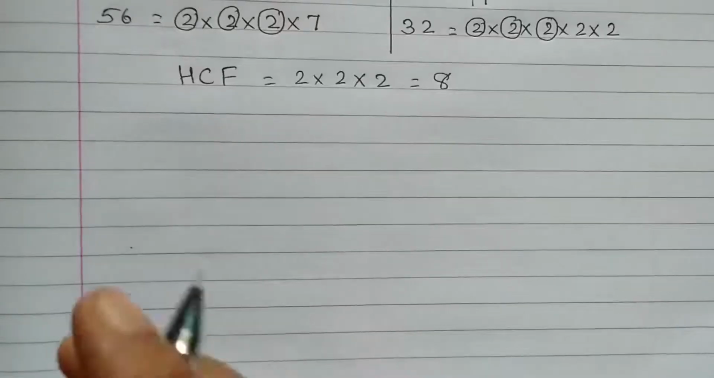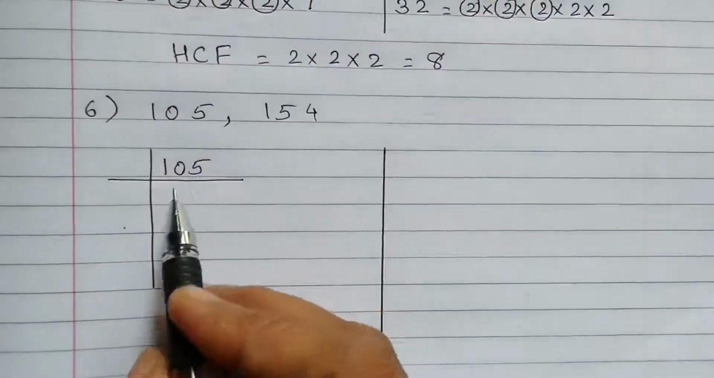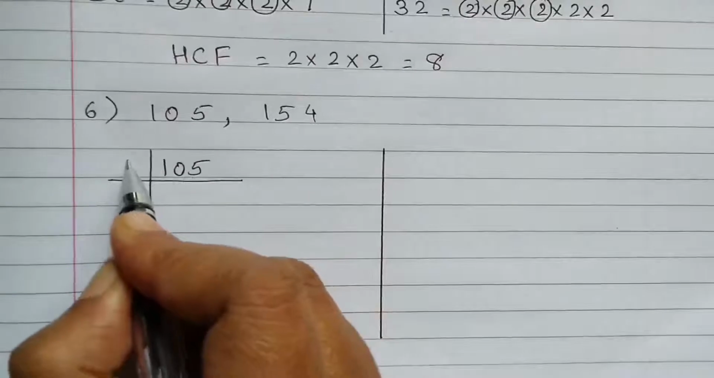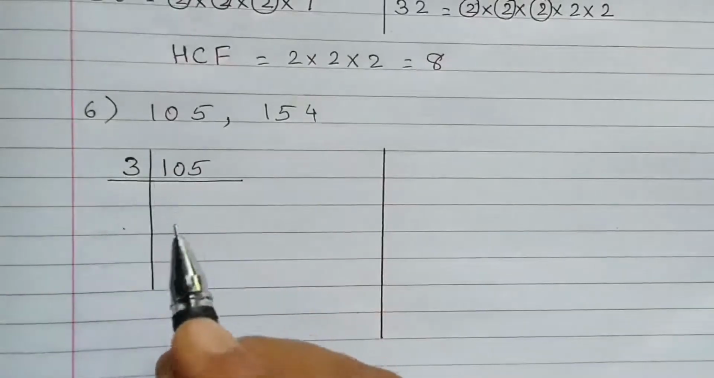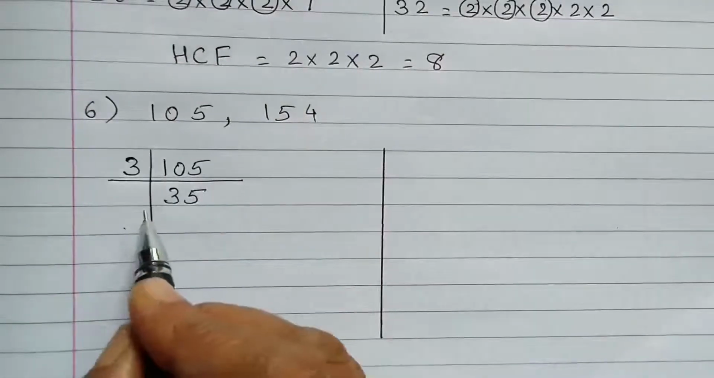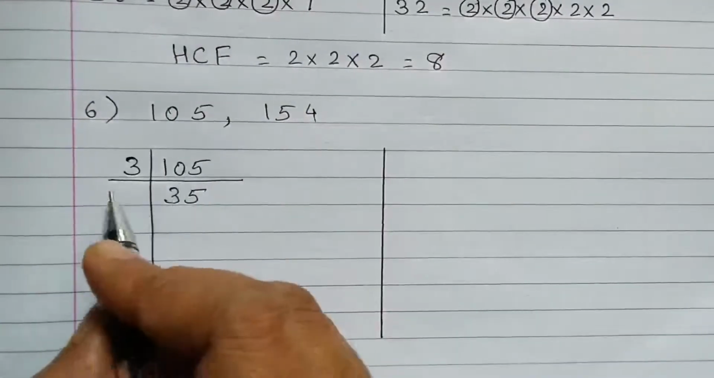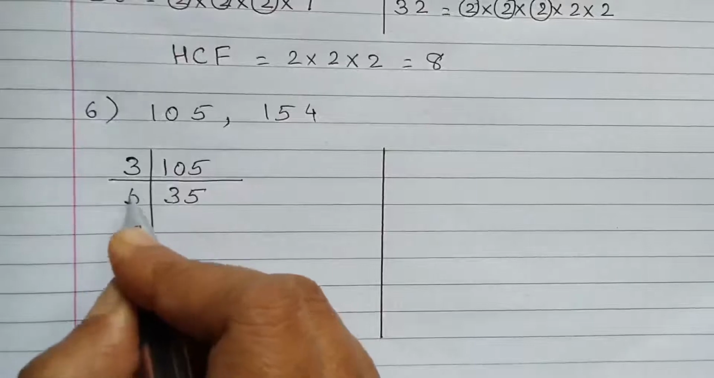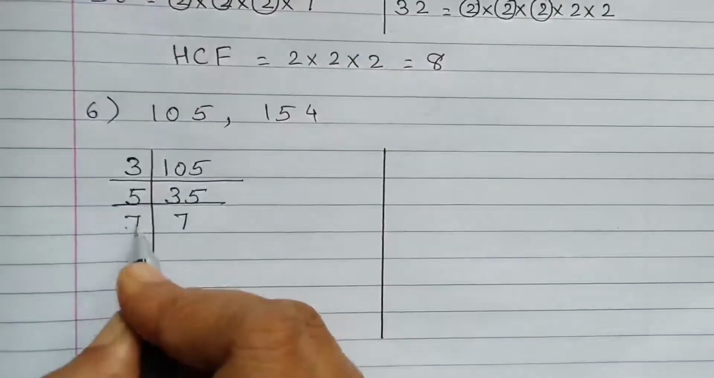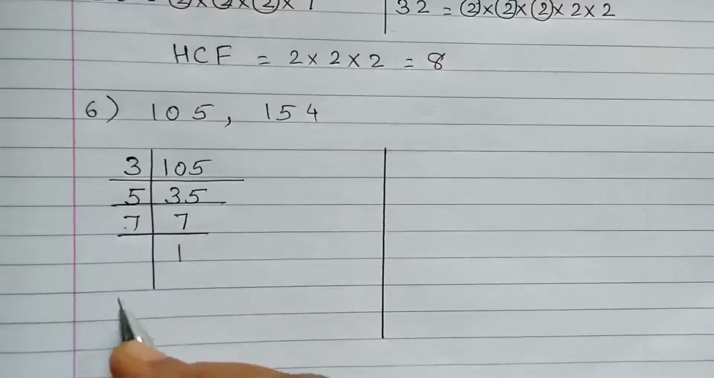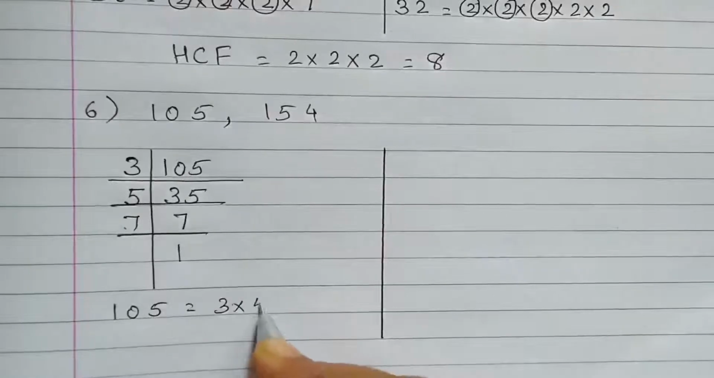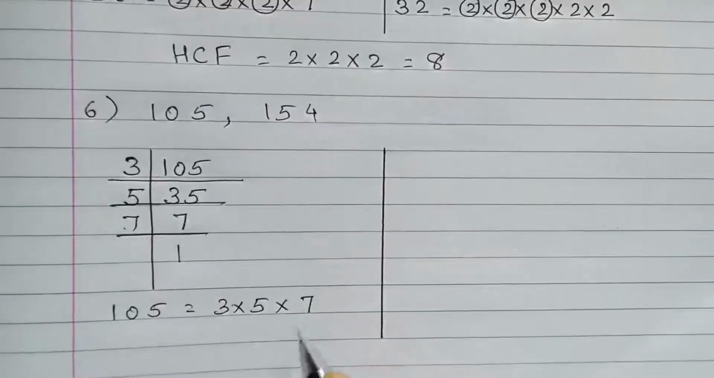Now let's try the sixth question. 105 is an odd number, so it's not divisible by 2. It's divisible by 3, so let's divide it by 3. You get 35 here. Now 35 is not divisible by 3, so let's divide it by 5. 7 times is 35. 7 is again prime number, so you get 1. So 105 can be written as 3 multiplied by 5 multiplied by 7.